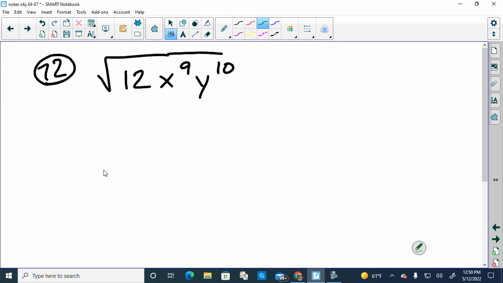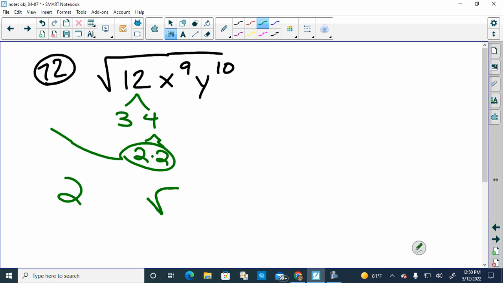Okay, now we don't have a perfect square this time. So 12. How do you want to break it down? 3 and 4. Okay, 3 is prime, 4 is not, which would be 2 and 2. So that means I'm taking the pair out. So 2 is coming out. What number is staying inside? 3.